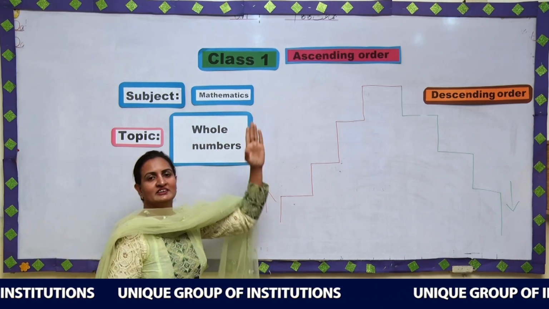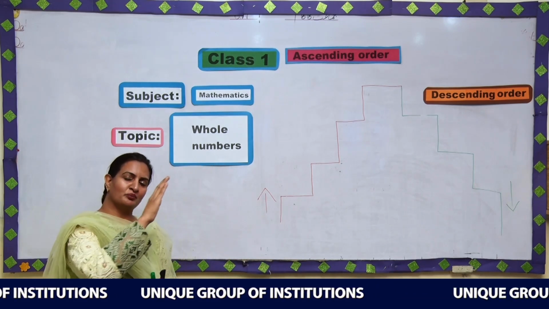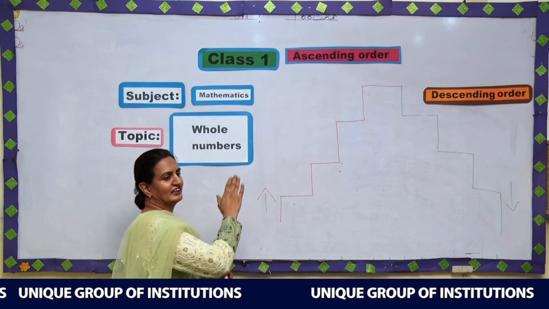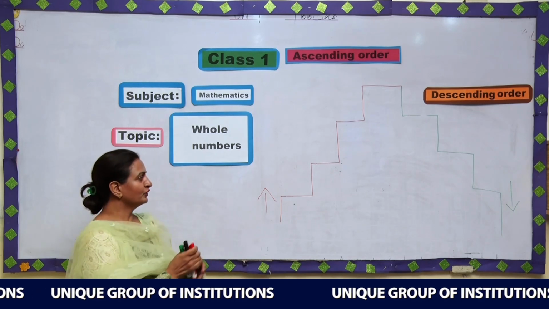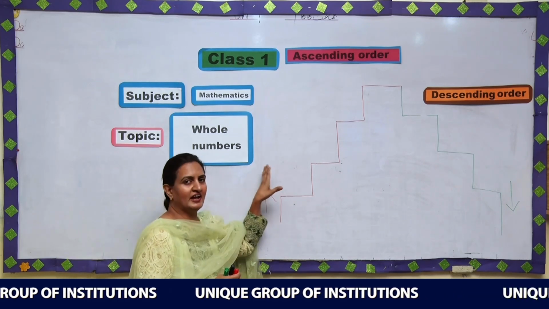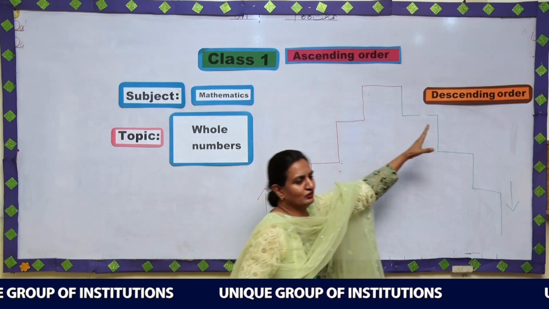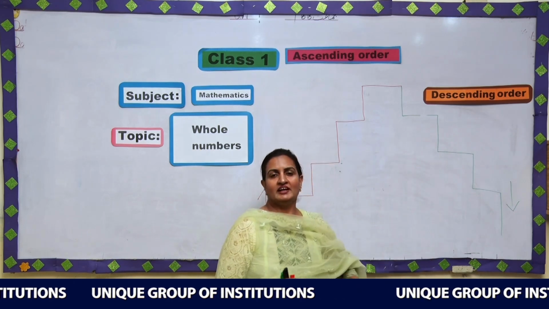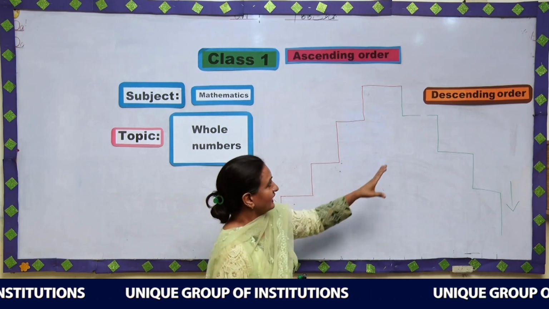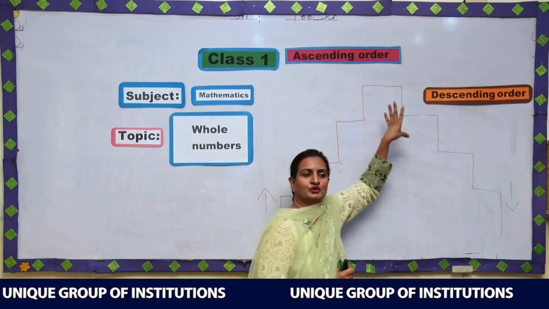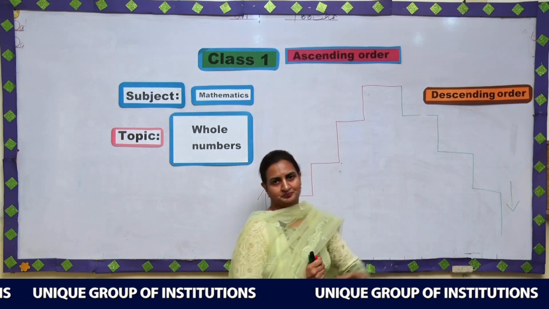In ascending order, the best example is moving upward. When we move upward on the stairs, it is an example of ascending order. We start from the smallest number, put it first, and then move forward up to the greatest number. What is descending order? The best example is moving downward on the stairs. At the top of the stairs we put the greatest number and then come down to the smallest number.